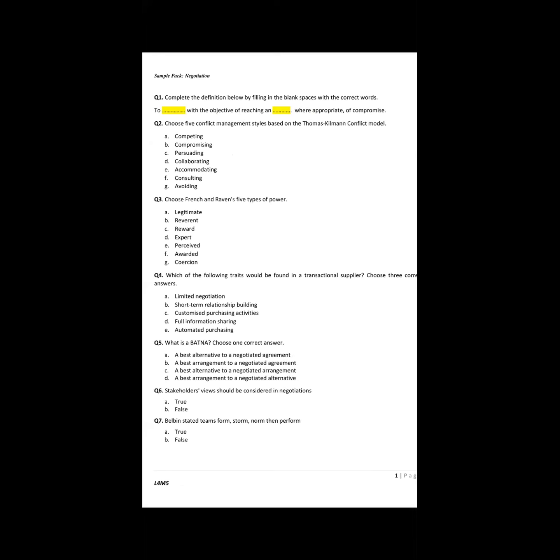What is a partner? This one here, you don't need to look at the options. You just mention it. So what is a partner? A. A best alternative to a negotiated agreement. Okay.